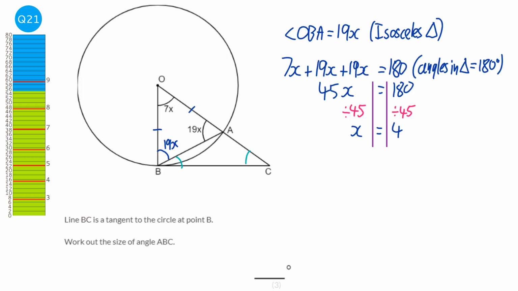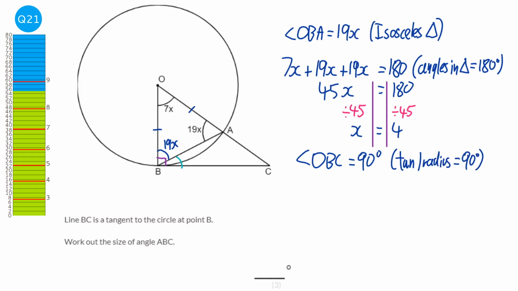Now, there's a few different ways we could do this. We could work out what this angle is, because it's a big triangle, etc. Or we can use the fact that we've got a tangent touching a radius. So we know that this angle here is 90 degrees. So we can write that down. So angle OBC equals 90 degrees, because it's the angle between a tangent and a radius. Again, make sure you write all the reasons in full.